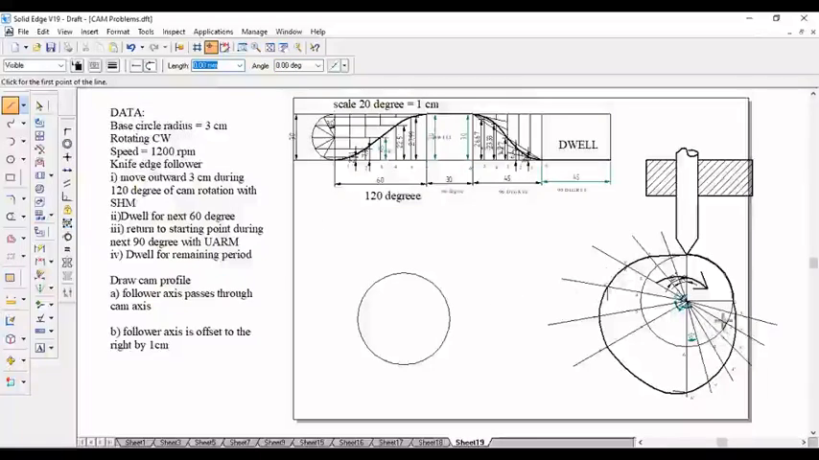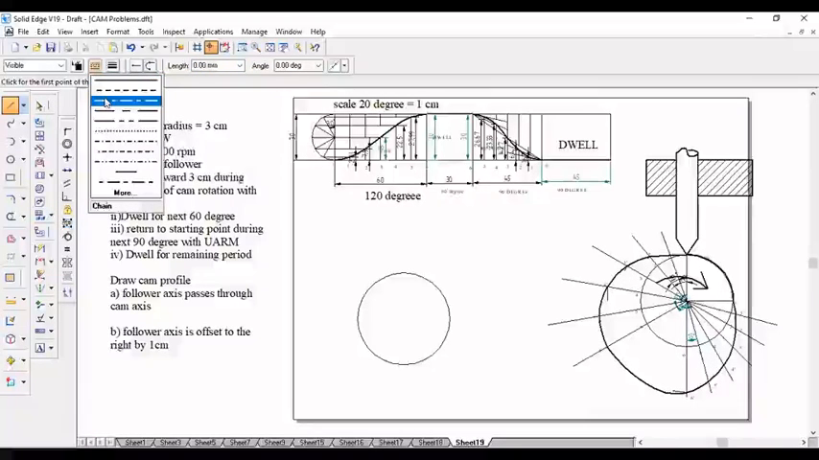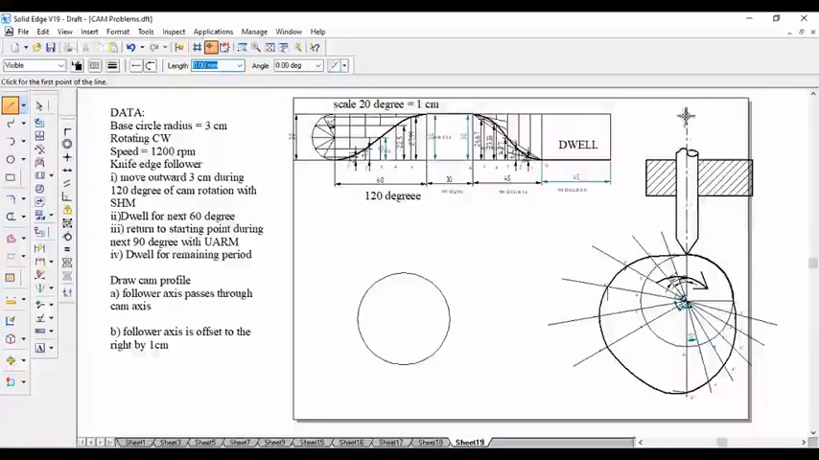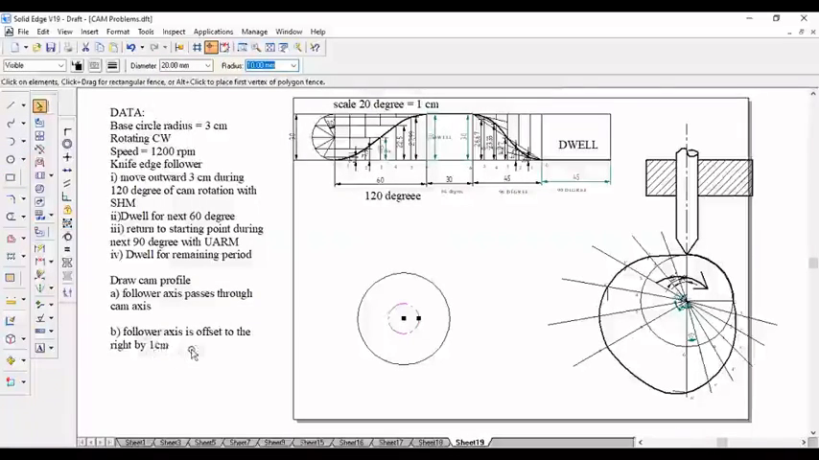Now, this is the follower axis. In the earlier case, the follower axis and the cam axis are in line. Now in this case, the follower axis is offset to the right by 1 centimeter. So that is the reason I'll take a circle and draw a circle of radius 1 centimeter, that is 10 mm. Whatever offset dimension is given, the circle radius should be the same as this offset dimension.